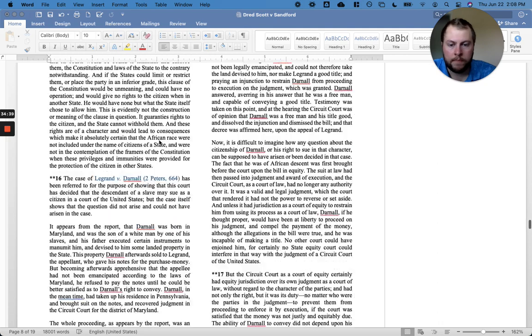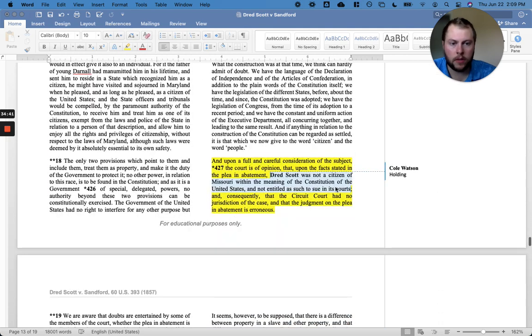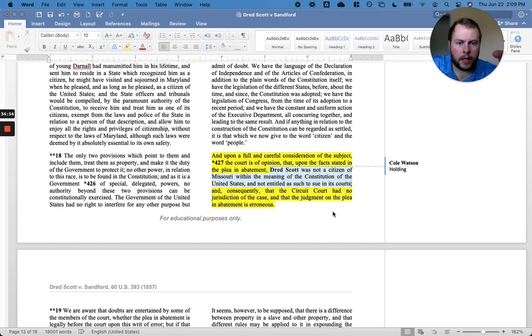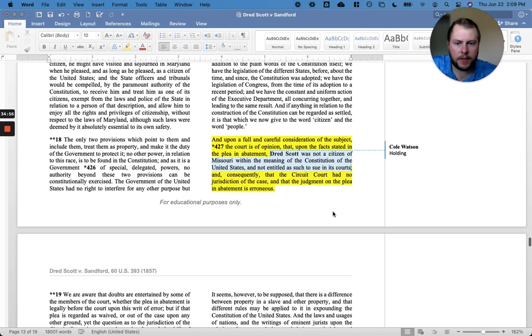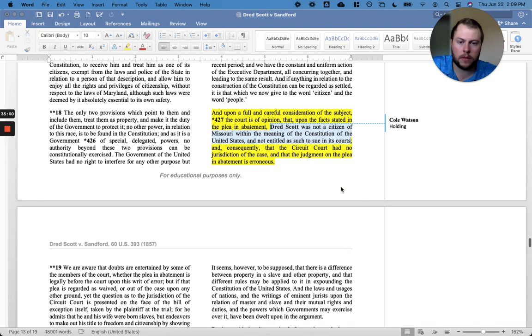Okay, so this court starts getting into the property right issue that the Missouri Compromise proposed. Let me put it that way. So we know that the holding here, they say Dred Scott was not a citizen of Missouri within the meaning of the Constitution, so he's not entitled to sue in the courts.